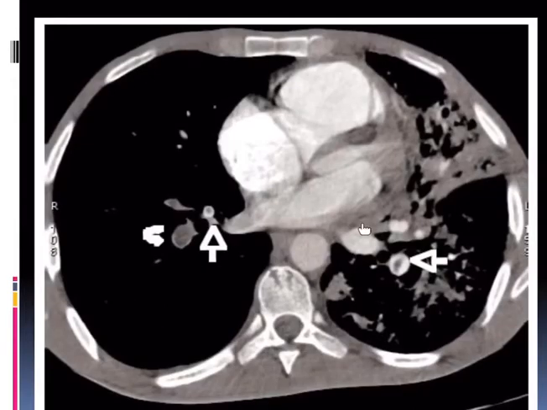What about the smaller branches? This is a smaller branch. See, the central part is gray and the periphery is all white. This is the Polo Mint sign, like a donut. There is a central hole and the periphery is filled. That means centrally there is a clot, that's why it is not filled with contrast, and peripherally the blood is flowing.